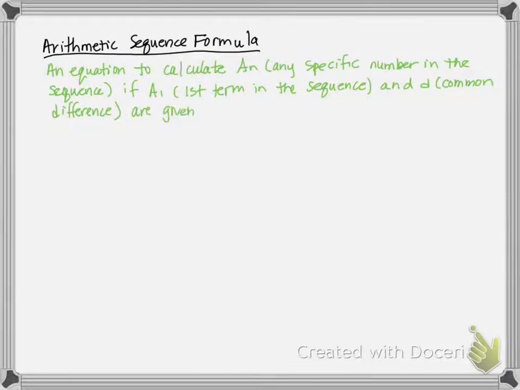Now that's not the only thing they're going to ask you. Hey, you know, what's the 521st term in the sequence? They're going to ask you other things. So here's a couple other things they may ask you to figure out. They may ask you to find the first term in the sequence, a sub 1, but that means a sub n and d, the common difference, must be given to you.